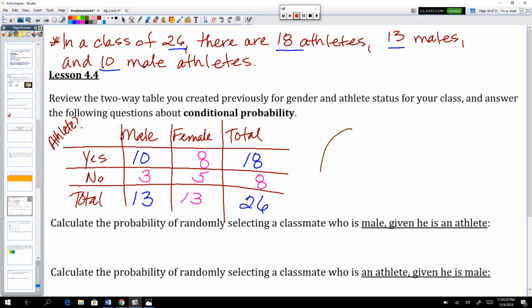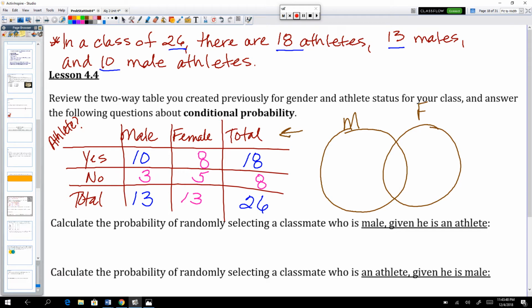Some folks made one circle for male and another circle for female. That's not how Venn diagrams work. You need to intersect the male-or-not-male circle with a circle that is athlete or not athlete. You could have chosen female and not athlete, but with male and athlete, those are the circles that are intersecting. And of course the intersection, the middle crossover point, the intersection of male and athlete, is 10.